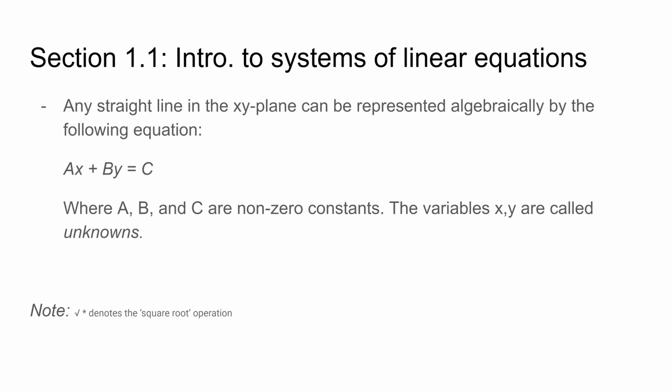Okay. So first, everything that we do in linear algebra has to do with systems of linear equations. Anything that can be written as some number a times x plus some number b times y is equal to some number c, where a, b, and c are all numbers. They're non-zero constants. That's what we call them. And then x and y are variables, also known as unknowns.